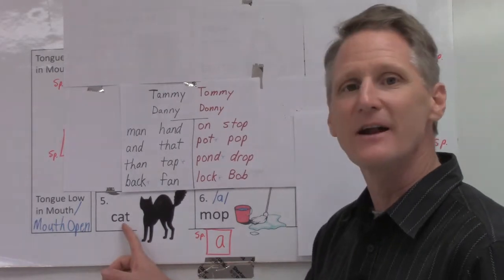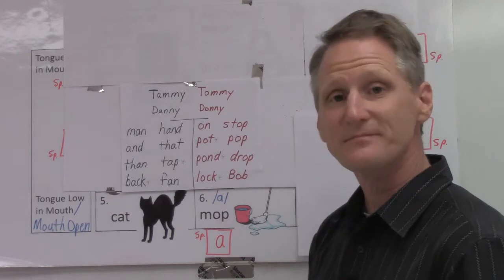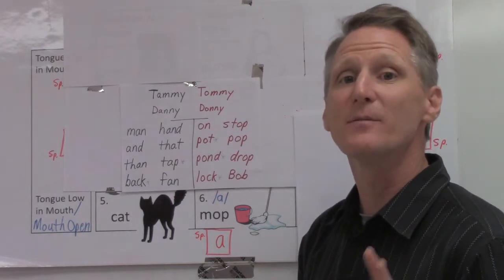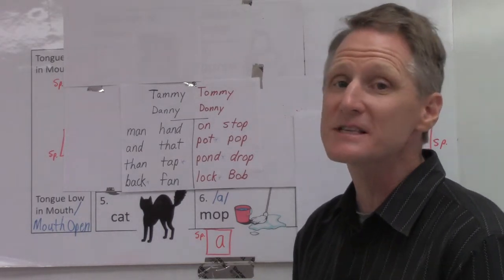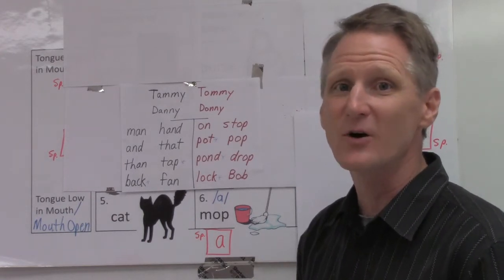It's not the letter A. The letter A in English indicates very often sound number 5, which is close to sound number 6, but it's not the same, okay?